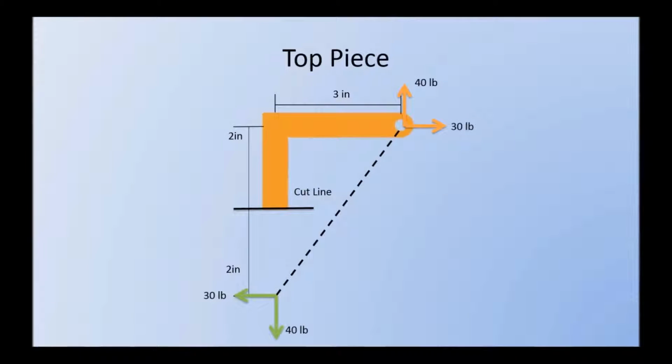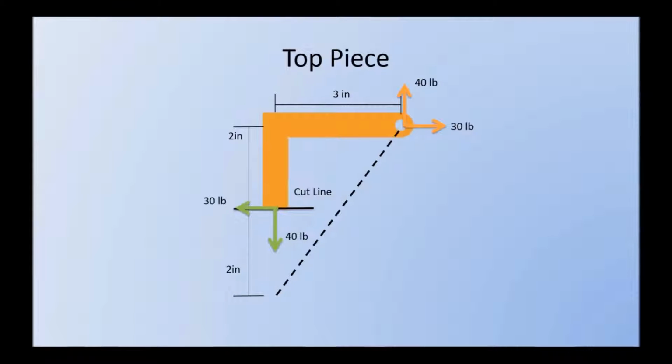So we can do the same thing for the top piece in orange here. So the green arrows are the forces that were placed on the bottom piece, and we're going to move those to the cut line. So the first thing we'll do is move the 40-pound force along its line of action to the cut line, meaning no induced moment is created.